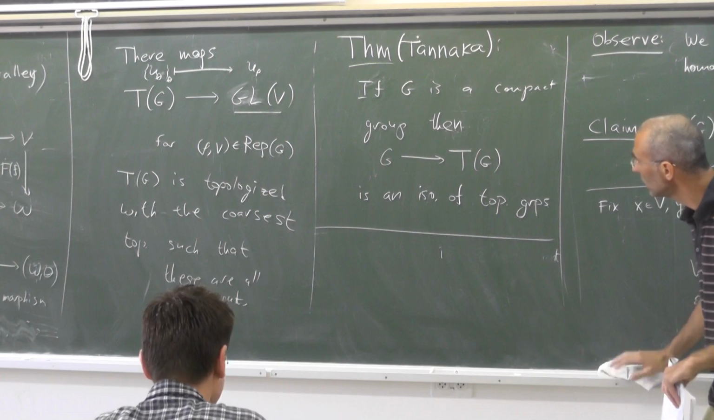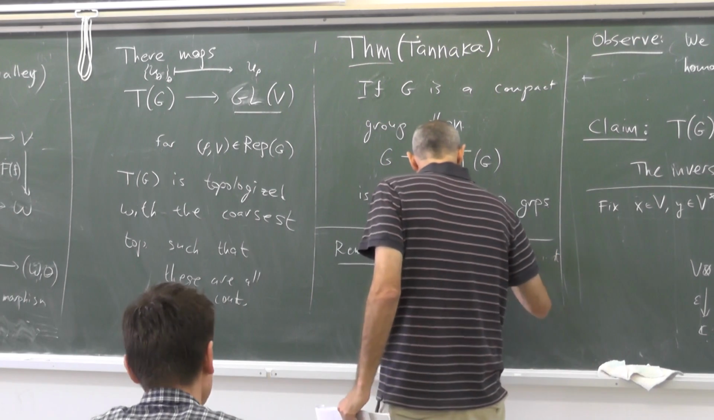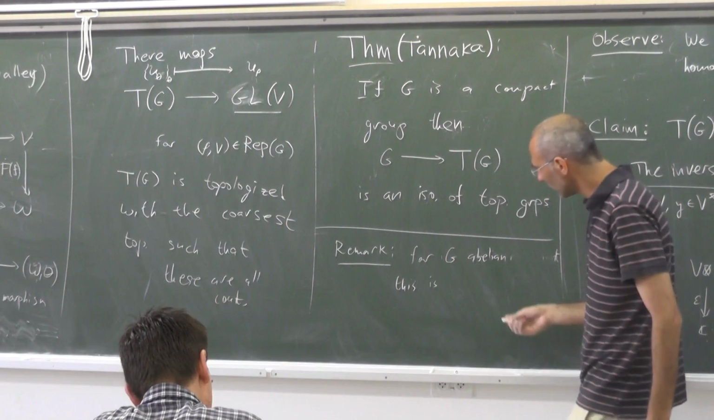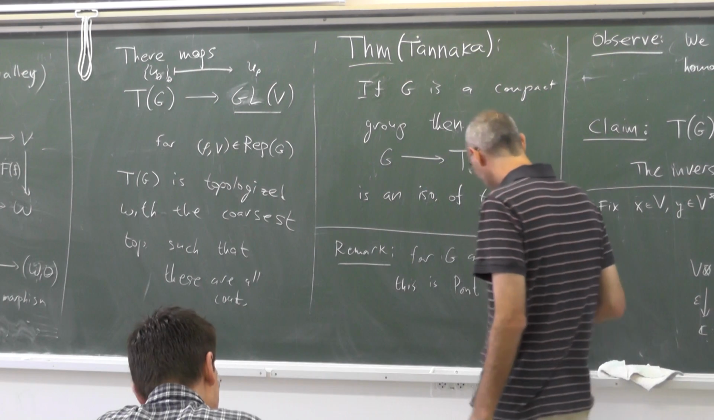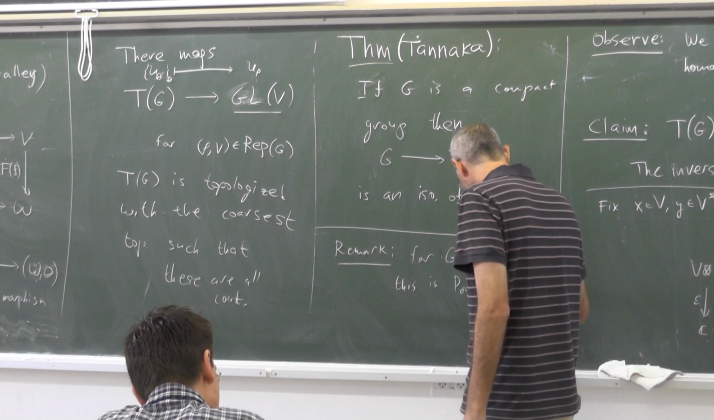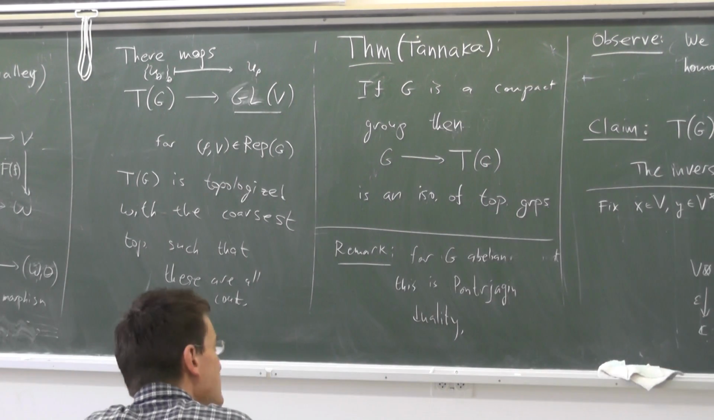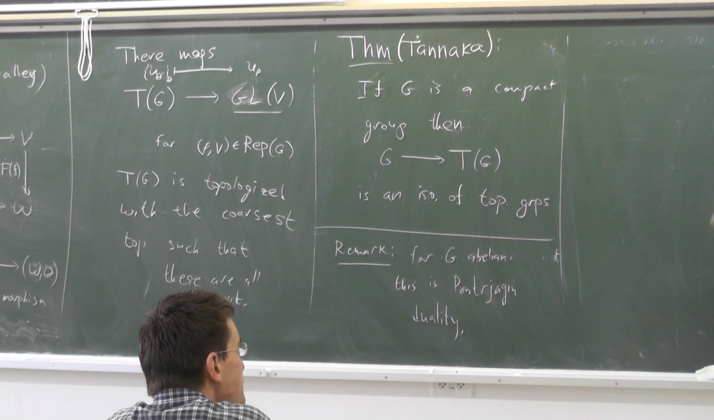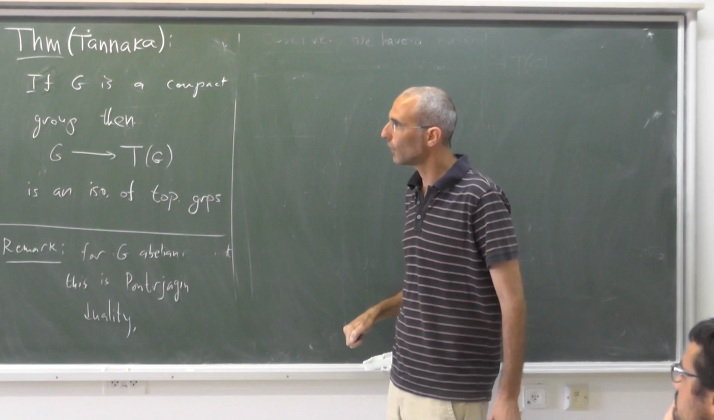So, maybe just a remark. This was proven before for G abelian. After putting it in the right framework, this is Pontryagin duality. So you may think of this as some extension of Pontryagin duality. So in a sense, the dual object of G is the category of representations of G. And this could be made more precise using the language of quantum groups.